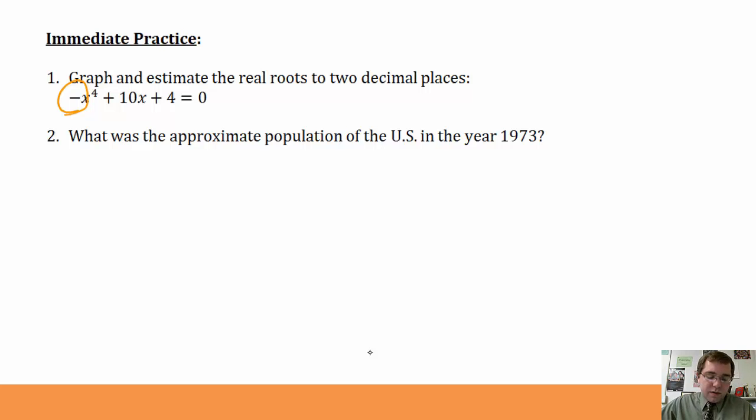And number 2, what was the approximate population of the U.S. in the year 1973, using the data in the table above? That is the end of sections 8.8 and 8.9.